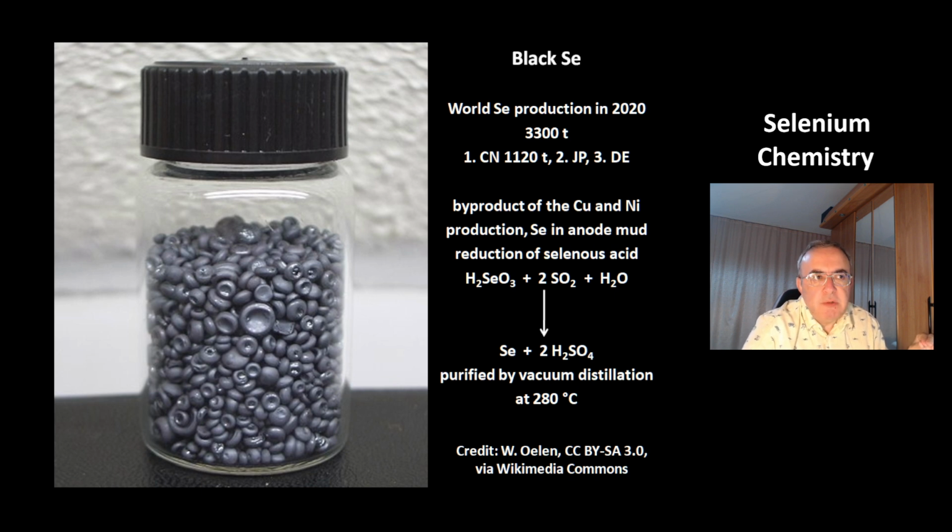And this is a chemical reaction how to isolate selenium. That's a reduction of selenous acid with sulfur dioxide. That makes selenium and sulfuric acid. Next step is purification by vacuum distillation at 280 degrees Celsius.